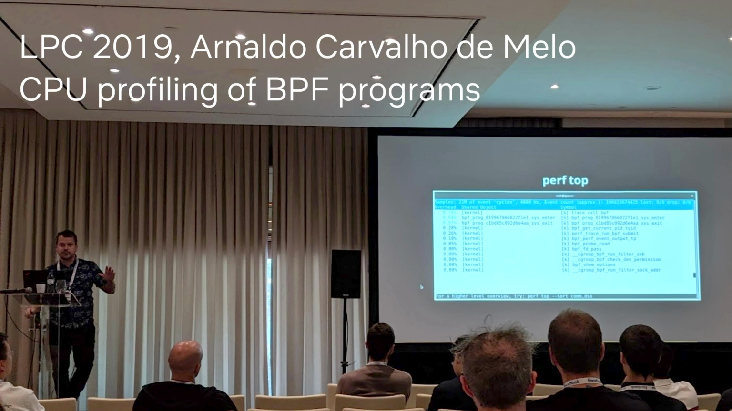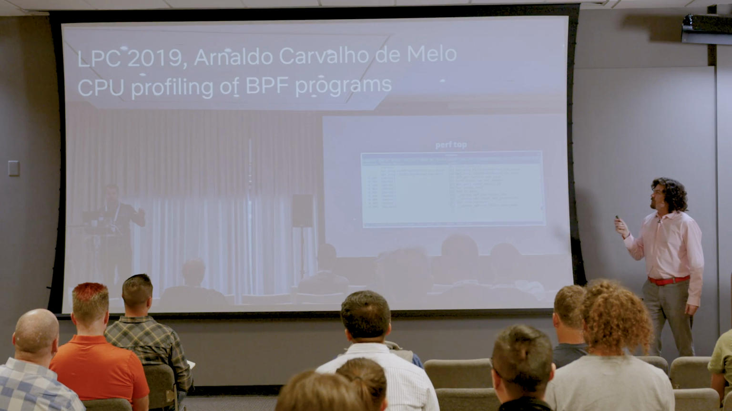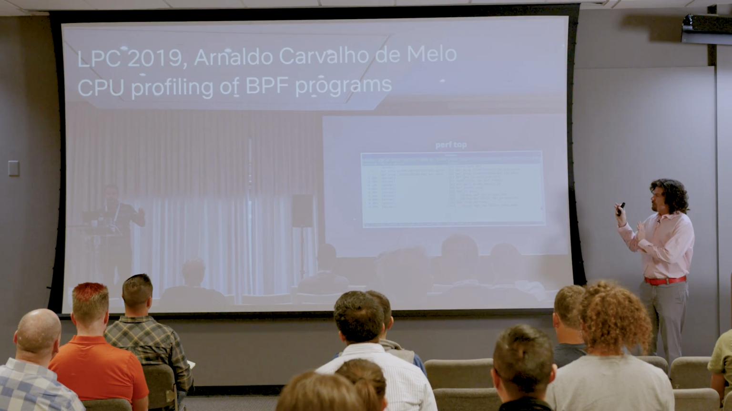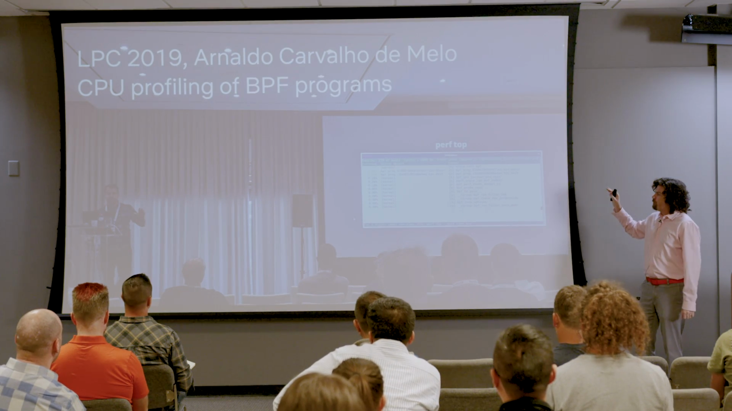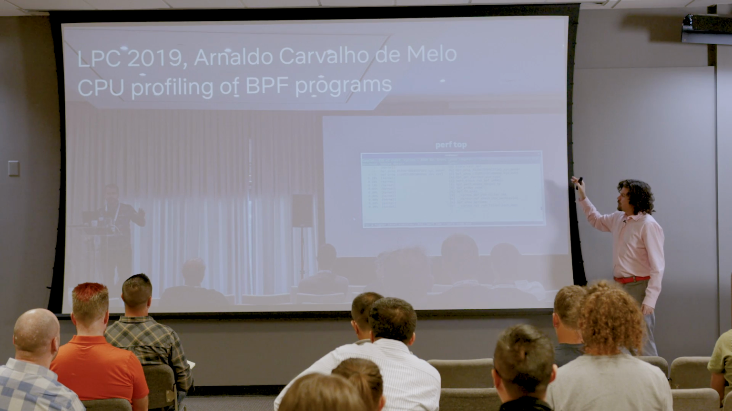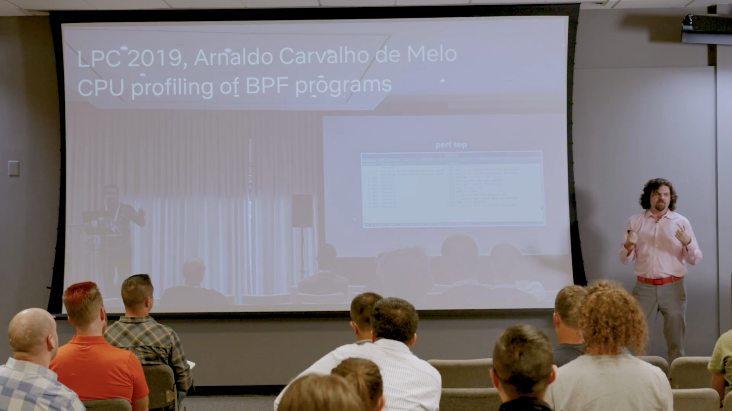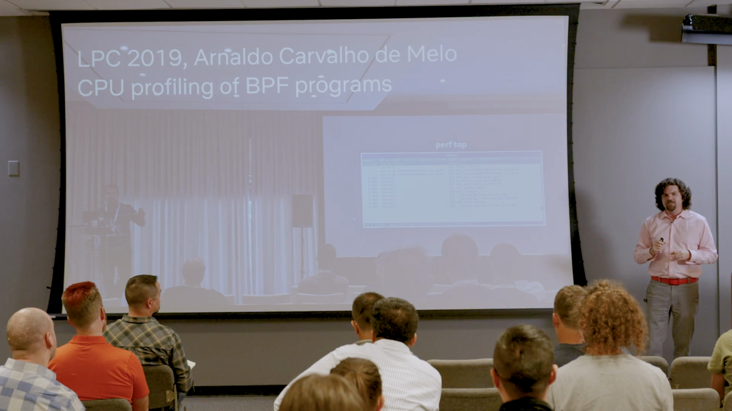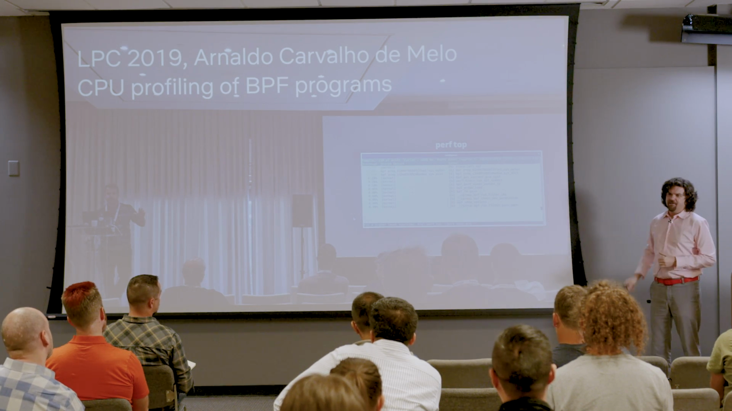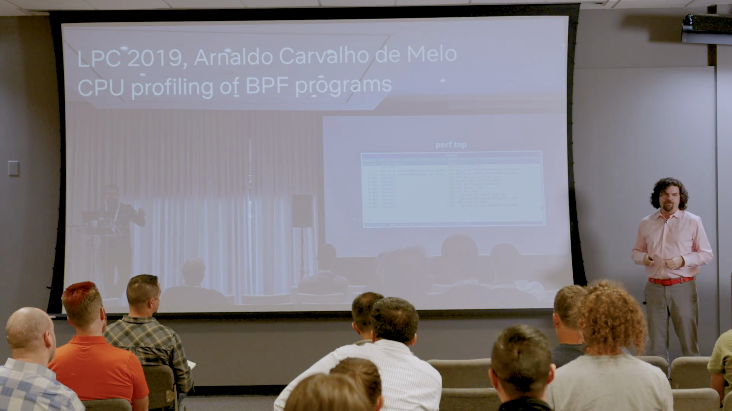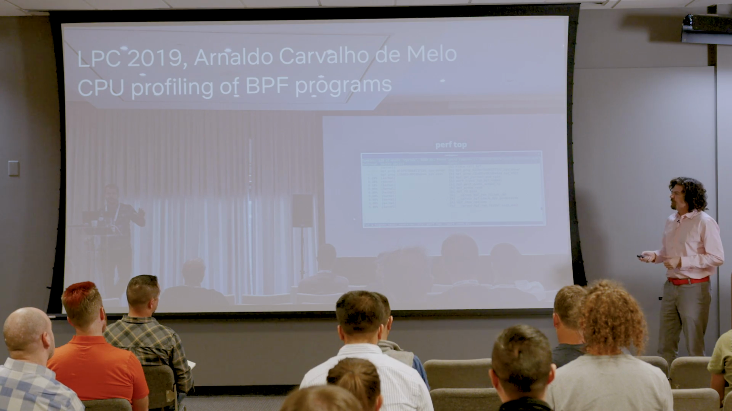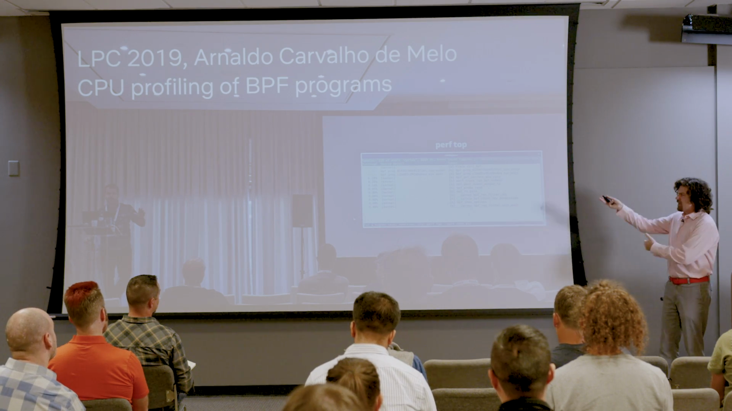At Linux Plumbers Conference this year, Arnaldo Melo gave demonstrations of perf top, which can now show BPF programs and give you context. So perf top does CPU cycle sampling by default, and that's now capable of doing BPF introspection. So if BPF is consuming a lot of CPU cycles, we can see it this way.